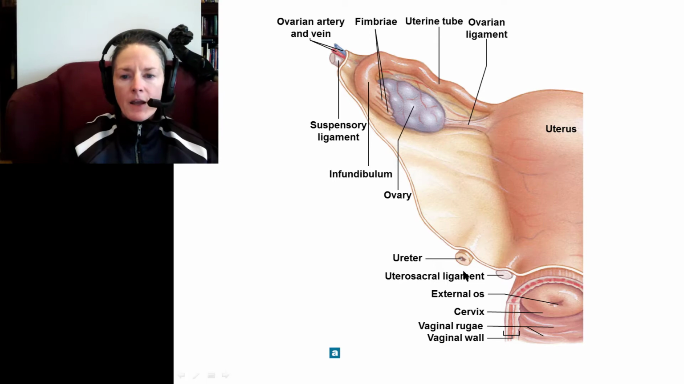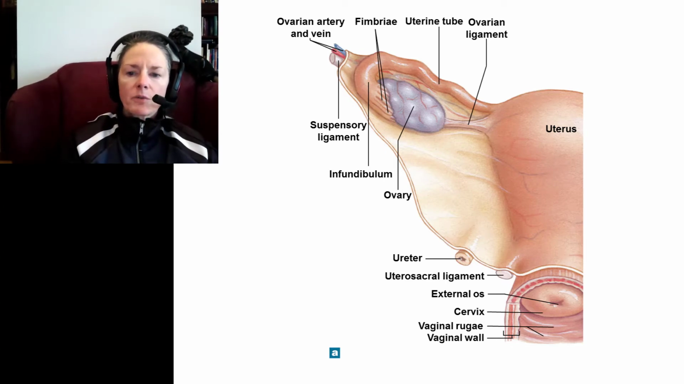All right, so then we have a couple of other openings at the outside of the cervix, where it projects into the vagina, there's the external os, which is an external opening, or literally mouth, so external opening. There will be an internal os that we'll see a little bit later when we look inside the uterus.